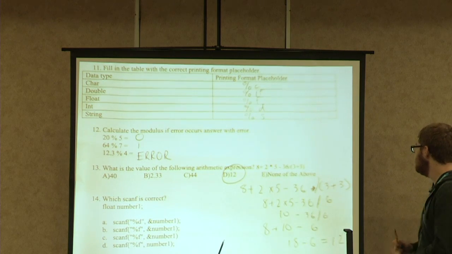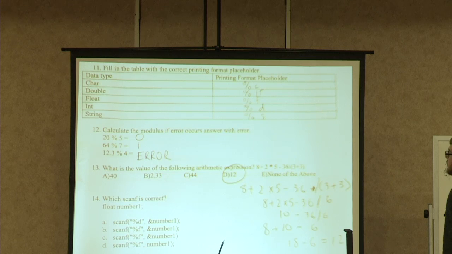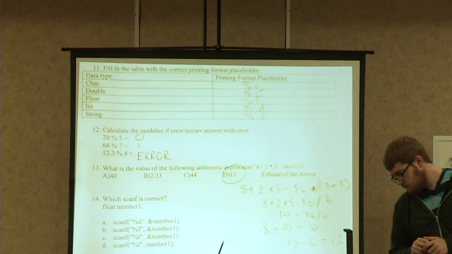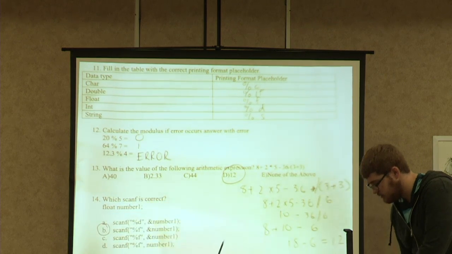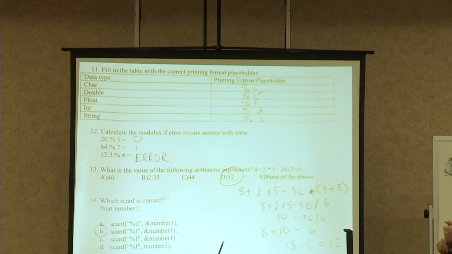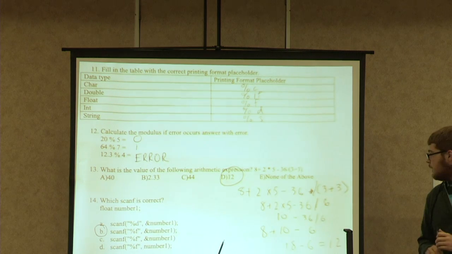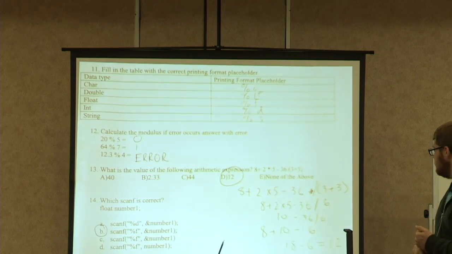Okay. The next question, which scanf is correct? We got float number1, then we have scanf %d, ampersand number1, scanf ampersand number1 of %f, scanf %f of ampersand number1 with no semicolon, scanf %f number1 with a semicolon. Which one is it? Correct. Why isn't it C? Because it doesn't have the semicolon at the end. Yep. And then D because it doesn't have the ampersand, right? Okay.